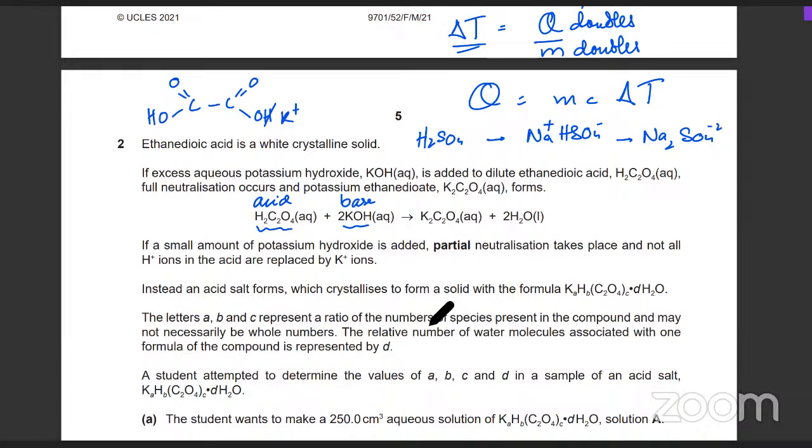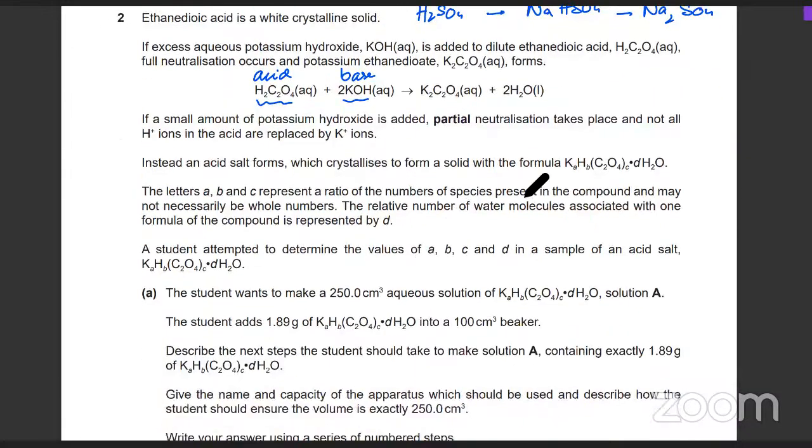In the acid salt formula, the letters A, B, and C represent a ratio of the number of species present in the compound and may not necessarily be whole numbers. The relative number of water molecules associated with one formula of the compound is represented by D. So he's saying that a student attempted to determine the values of A, B, C, and D in a sample of an acid salt, which is getting formed.